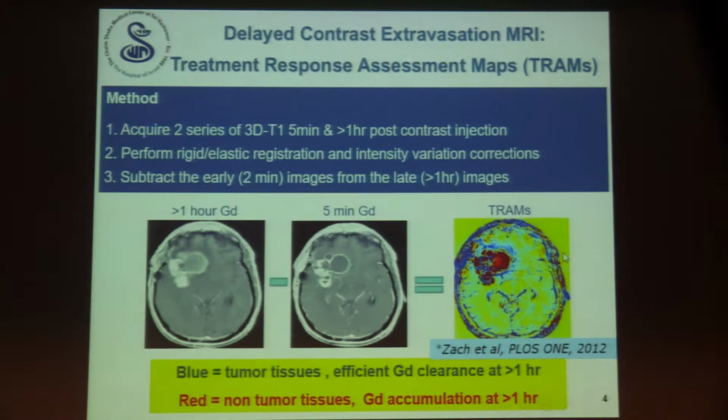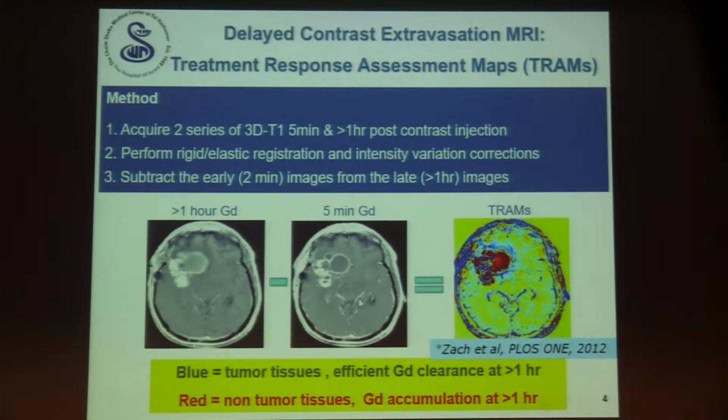Okay, so we subtract the T1 weighted images one from the other in order to get what we call treatment response assessment maps, those are the TRAMs. And in the TRAMs you can see two populations. Blue is a negative signal and red is a positive signal, and I'll explain.